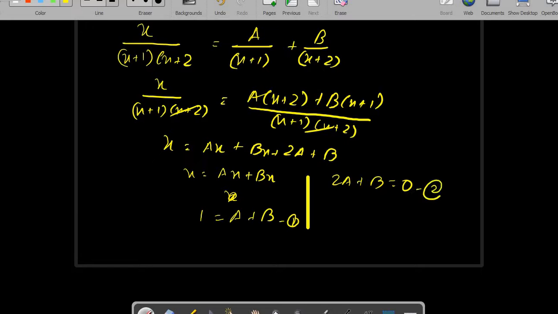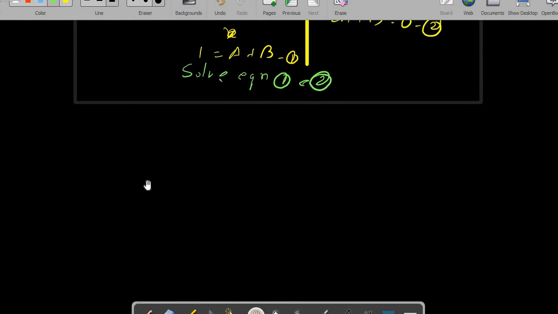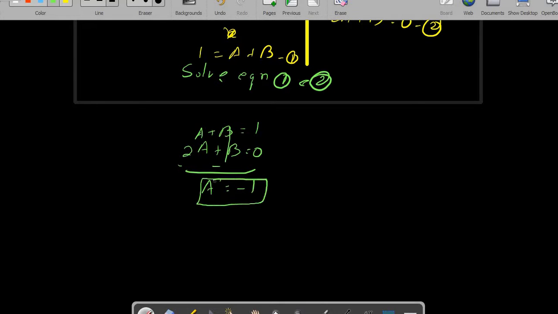Equation 1, equation 2. Now we will solve equation 1 and equation 2. So A plus B is equal to 1, and 2A plus B is equal to 0. Subtracting, B would cancel, and what would we get here? A is equal to minus 1.